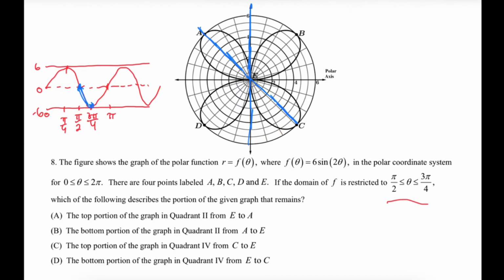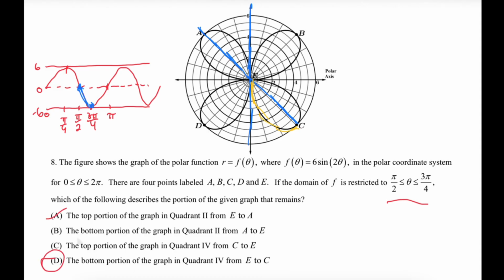And so that would be from E to C. A says E to A, no. A to E, no. C to E, or E to C. Okay, so these two, right? All right, but we know it starts from pi over 2. So pi over 2 is here. So it starts at E and then goes to C, which is 3 pi over 4. It ends at 3 pi over 4. So it should be D. It is D.